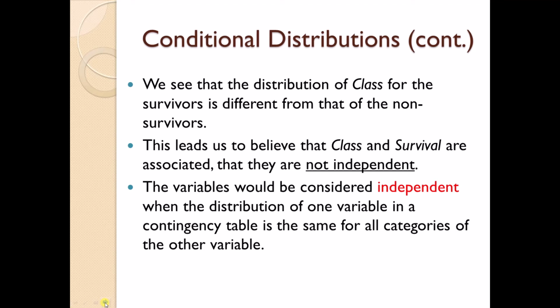So the variables would be considered independent when the distribution of one variable in a contingency table is the same for all categories of the other variable. Now that's going to be a little bit weird, but let's go ahead and look at this a little closer.